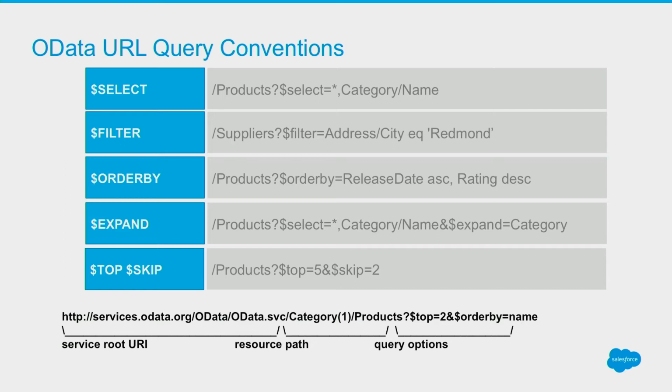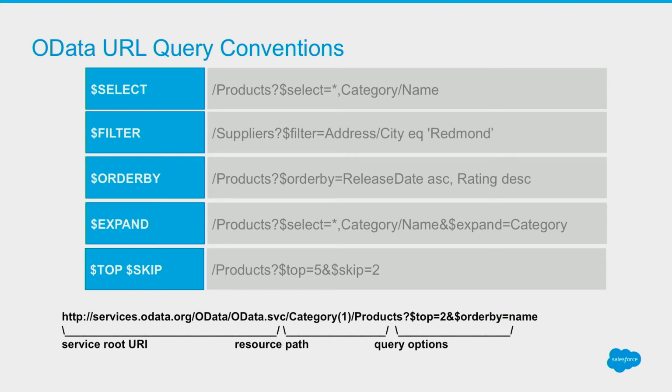And so you see at the bottom, you have a service root URI, a resource path with products in this case, and some filter options. And those options include things like select. In SOQL, you can select some fields and objects. Very similar concept in OData. You can do an equality filter, things like that. Give me the address city that's equal to Redmond. Or you can do order by operations, ascending and descending order.